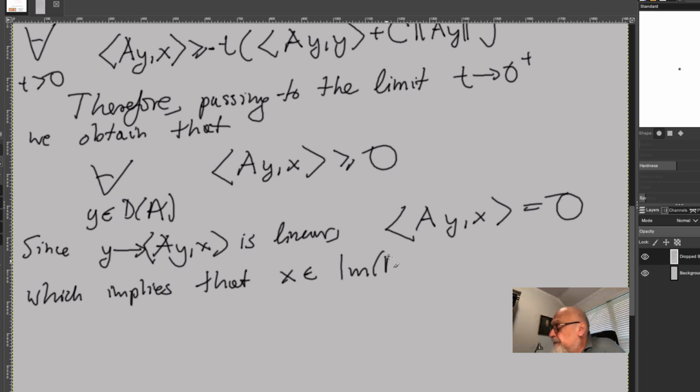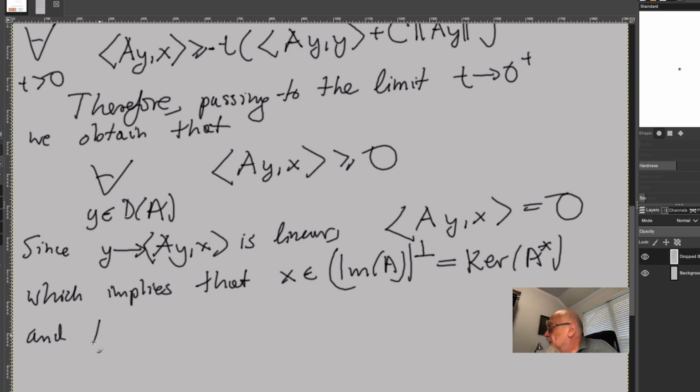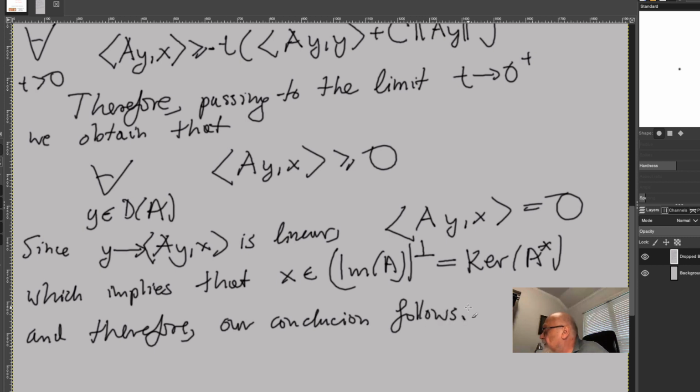Which implies that x belongs, by this condition, to the image of A perpendicular, and since this is the case of an adjoint operator, we have that this must be equal to the kernel of A star, and therefore our conclusion follows.